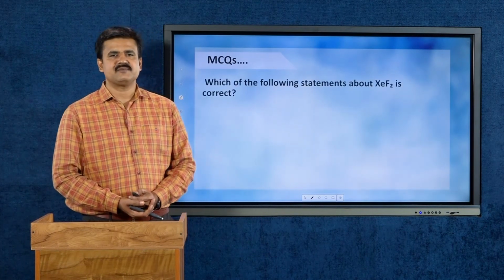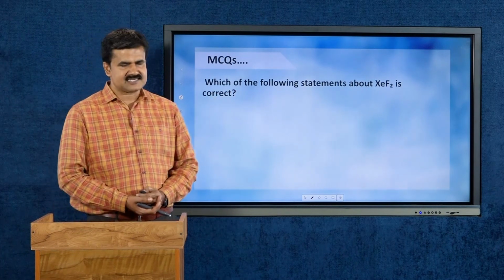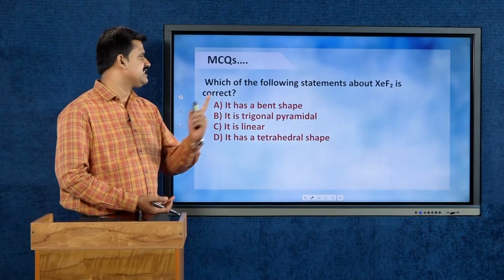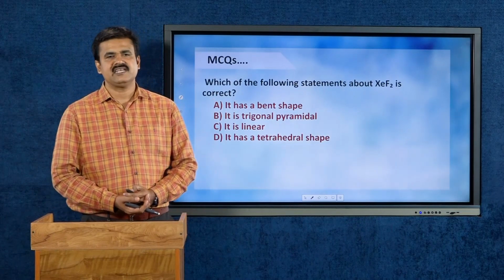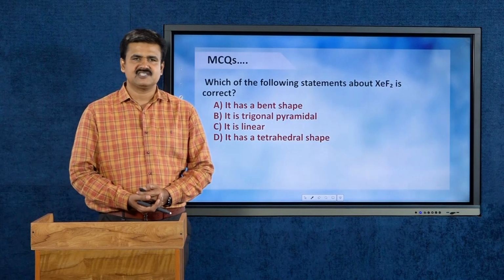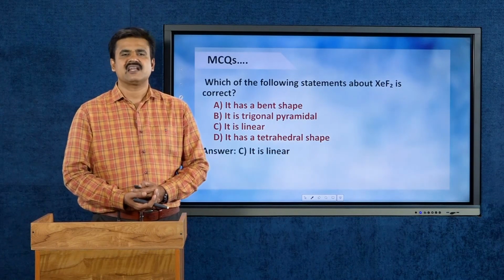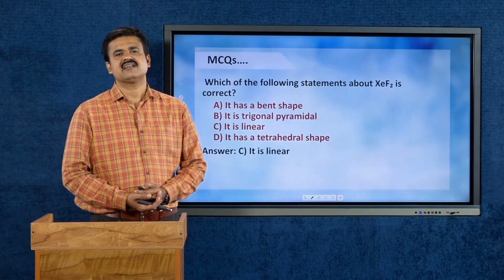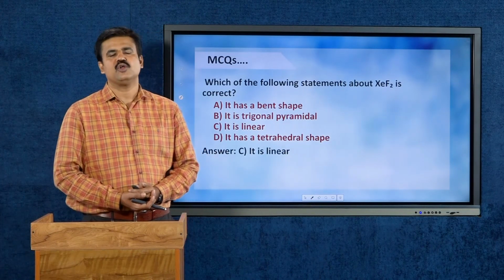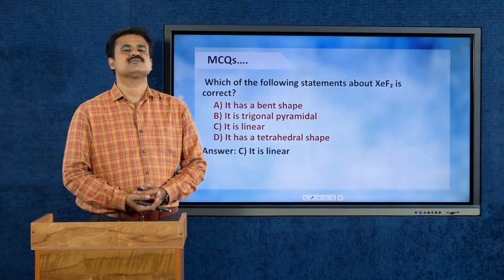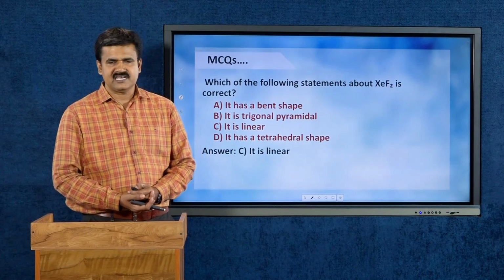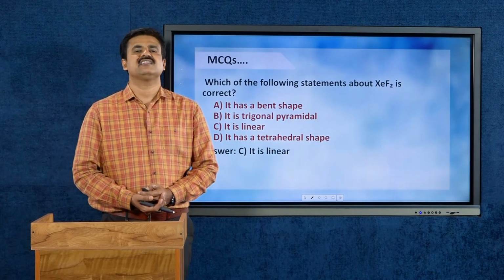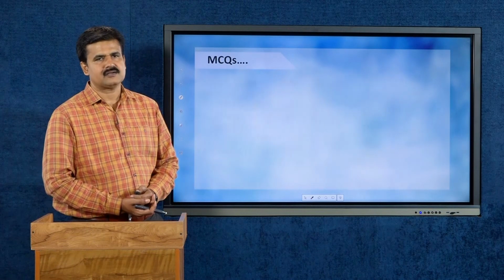Which of the following statements about XeF2 is correct? These are the options in front of you. It has a bent shape, it is trigonal pyramidal, it is linear, it has a tetrahedral shape. Absolutely, we can arrive at the conclusion that XeF2 is a molecule where the central atom has 3 lone pairs and 2 bond pairs. So, the molecule is definitely a linear molecule, with trigonal bipyramidal geometry with the 3 lone pairs, and the shape of the molecule is linear.